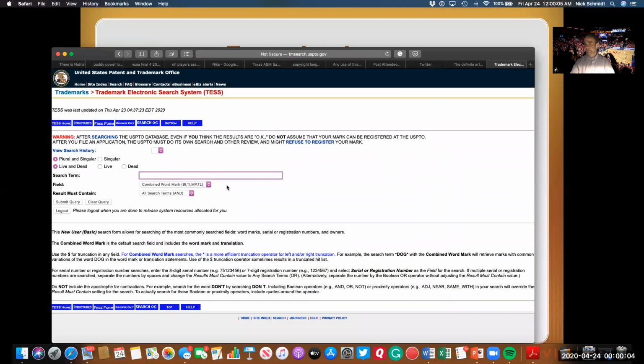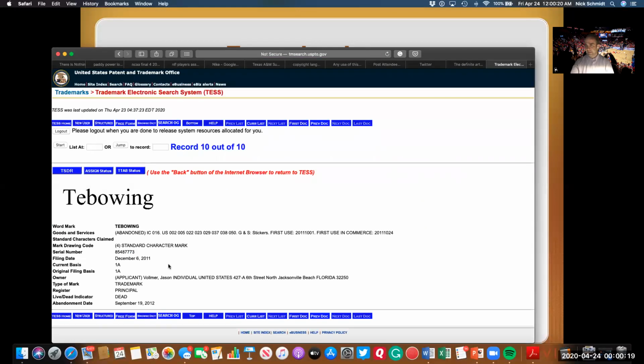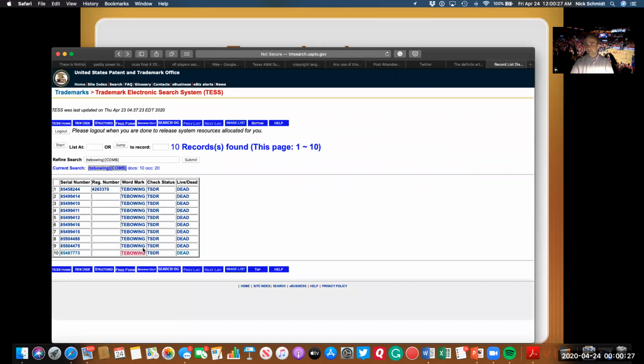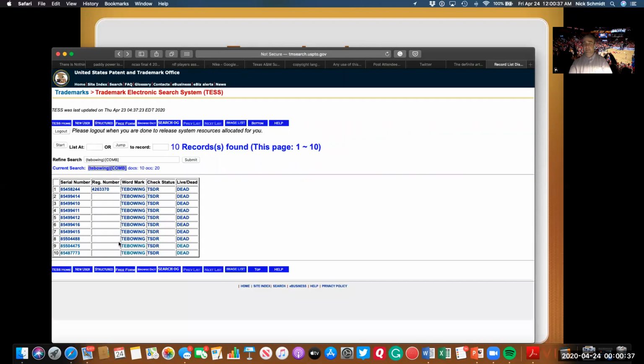All right, I'm going to do this real quickly, but we've all heard of Tebowing. Well, there you go. You can see all the patents and trademarks around Tebowing, and if you click on them, you can see, you know, standard character mark. It's now abandoned, obviously, because he's not playing professional football anymore. But insulated sleeve holder beverage cups, sleeve holder bottles, insulating sleeve holders for beverage cans. You know, the different ways that it's protected and the trademarks around it for the different uses.